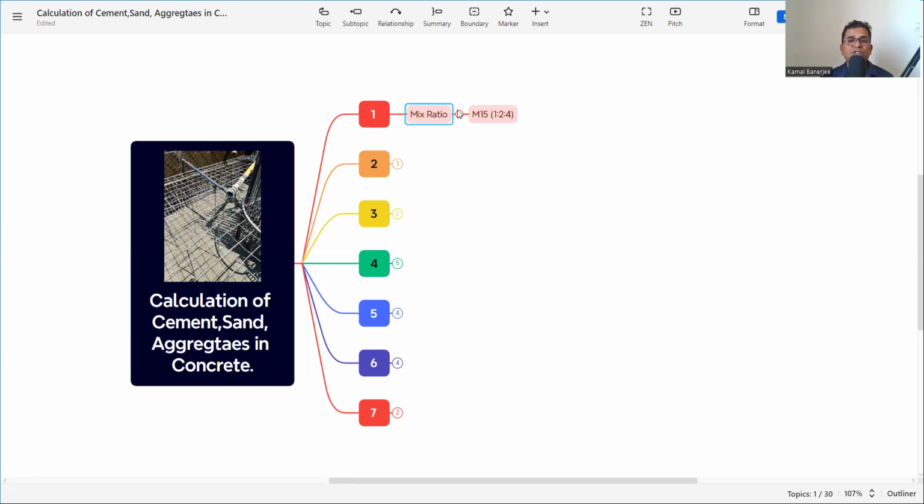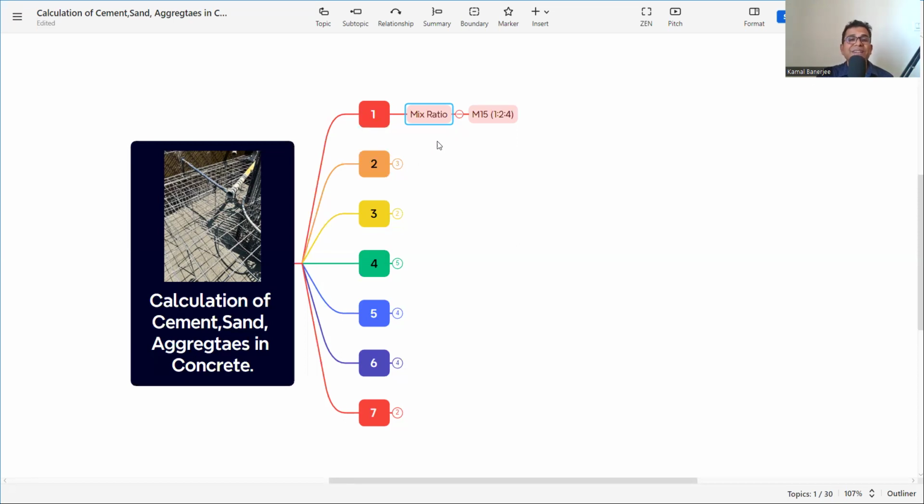So what is the mix ratio? That is 1 part of cement, 2 parts of sand, and 4 parts of coarse aggregate. And this is the nominal mix. Another type of mix design is the design mix. So what is the nominal mix and what is the design mix? I have made a detailed video. Please click the link or find it in the description box. You will get the full information about nominal mix and the design mix.